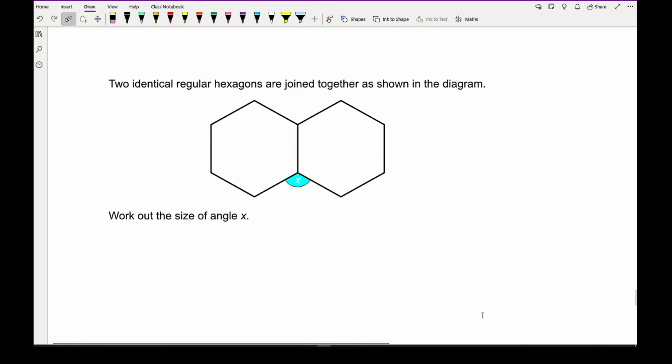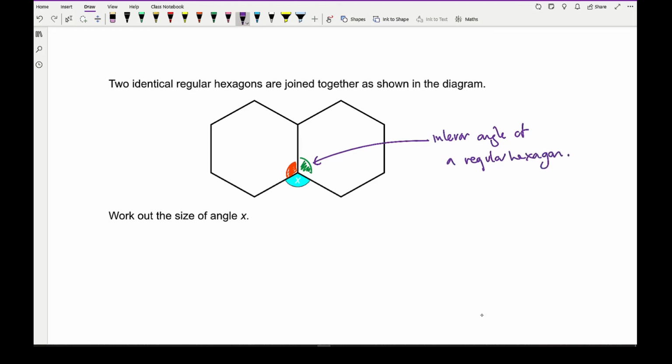So it says here that two identical regular hexagons are joined together as shown in the diagram, and the question is asking us to work out the size of angle x. Now to work out what angle x is, it would make this question a lot easier if I knew what this angle here is, and I also knew what this angle here was. Now the orange angle that I've highlighted and the green angle I've highlighted are both going to be the same because they're both interior angles. So this angle here is the interior angle of a regular hexagon.